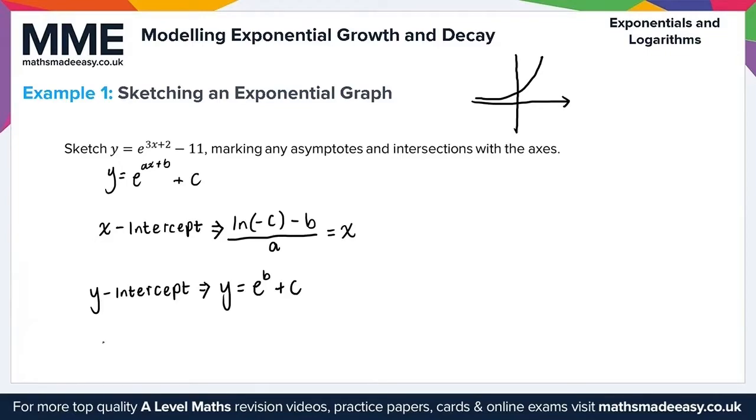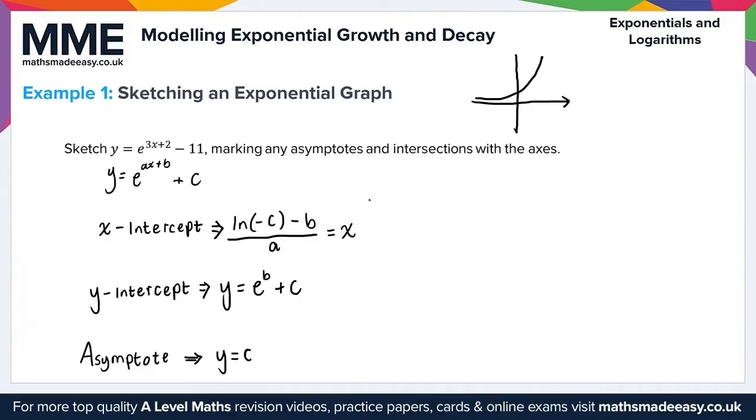And finally for the asymptote, in this case the asymptote is simply given by y equals c. Now let's find each one of these points. The first one is my x-intercept. In that case, we just need to substitute c, b and a appropriately into this formula.